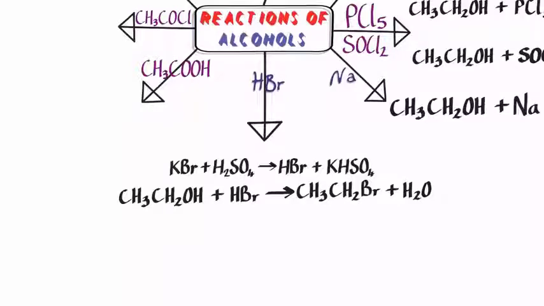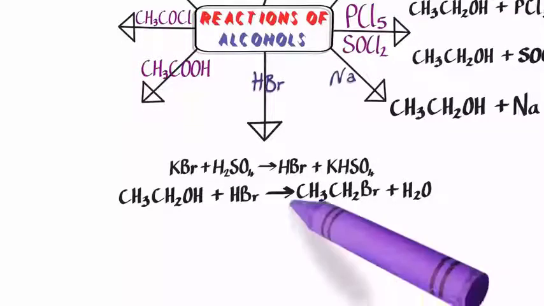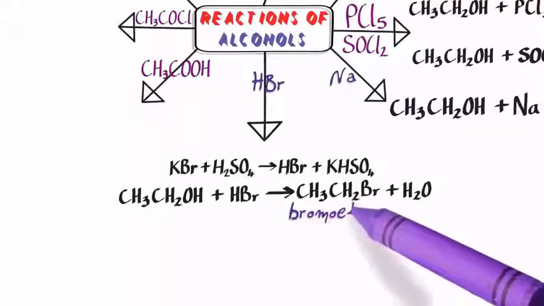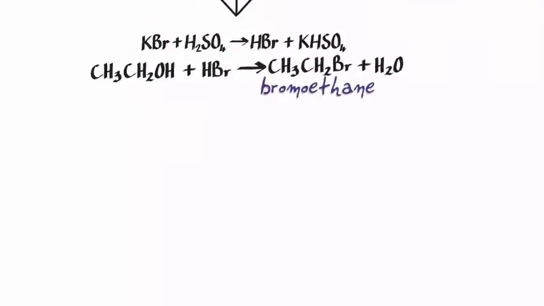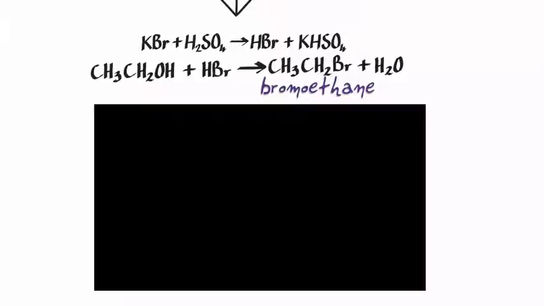The HBr then, having been made in situ, reacts with the alcohol to form the corresponding alkyl halide or haloalkane. We get bromoethane from ethanol and water. In the upcoming video, I take a look at the formation of 1-bromobutane from butene-1-ol. Again, primary alcohol to a primary alkyl halide.